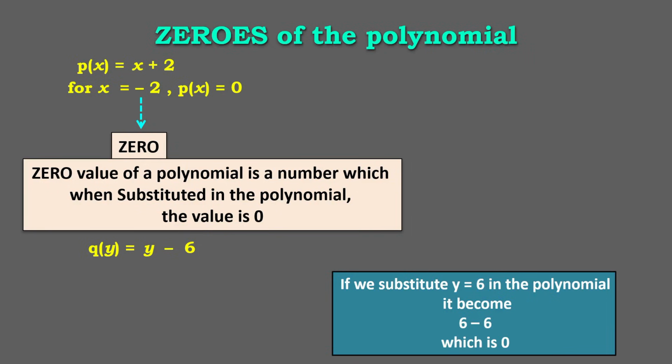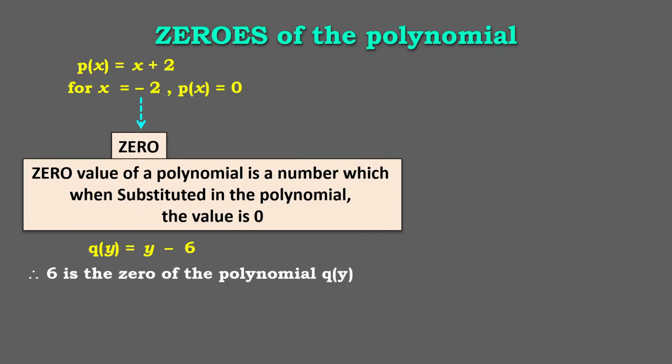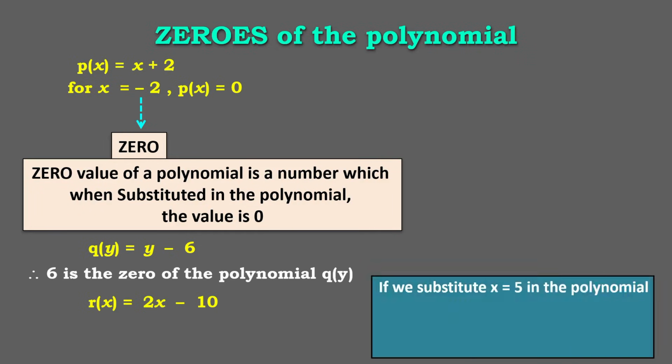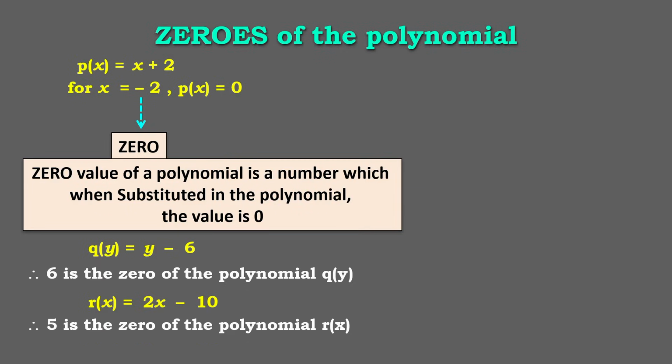Let us take one more example. Consider r of x as 2x minus 10. First, we equate the polynomial to 0 and solve it. This gives the value of x as 5. Now, if we substitute 5 in place of x in the polynomial, it becomes 2 times 5 minus 10, which equals 0. Hence, 5 is the zero of the polynomial r of x. So, we can conclude that a zero of a polynomial is any value of the variable which makes the polynomial equal to 0.